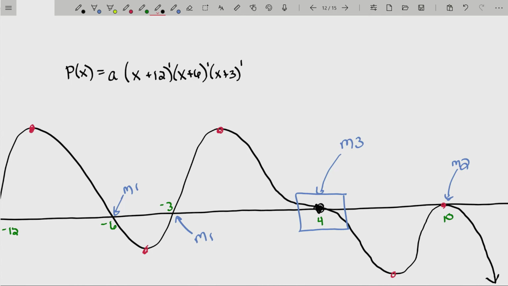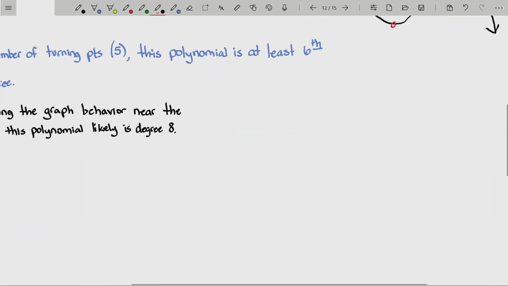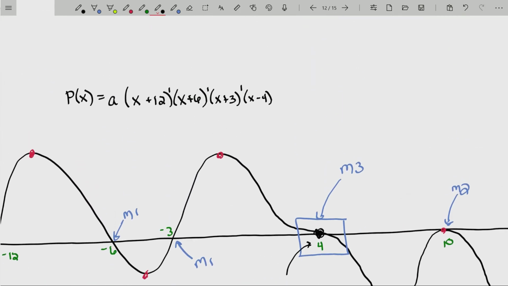The next 0 occurs at +4. And that's the most interesting of the zeros, because if +4 is a 0 for this function, then x minus that +4 must be a factor. And because it's multiplicity 3, sorry, my wrist hit the screen there. Because that 0 is a multiplicity 3, the factor will have a third power upon it. And finally, x equals 10 is a 0, so x minus 10 must therefore be a factor. Its multiplicity is 2, so the power on the factor x minus 10 must be 2.